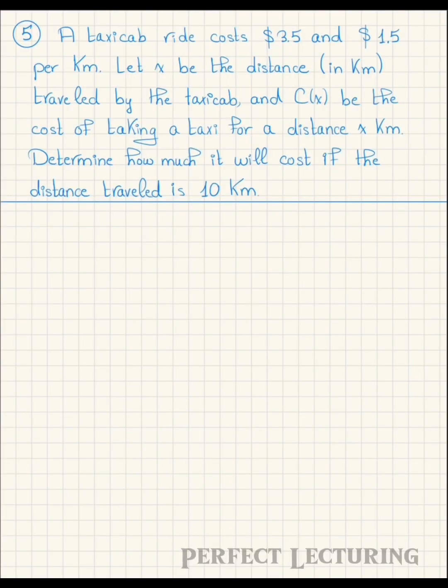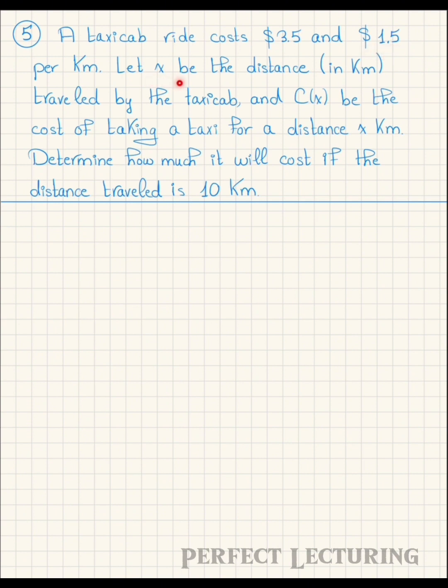We now move on to exercise 5, which is a word problem, a real-life application of linear functions. A taxi cab ride costs $3.5, and for each kilometer, it costs an additional $1.5. So first of all, one has to pay $3.5, and then for every 1 kilometer traveled by the car, we have to pay an additional $1.5.